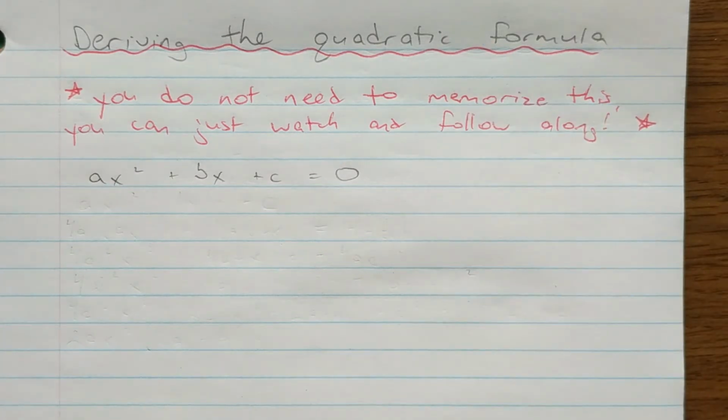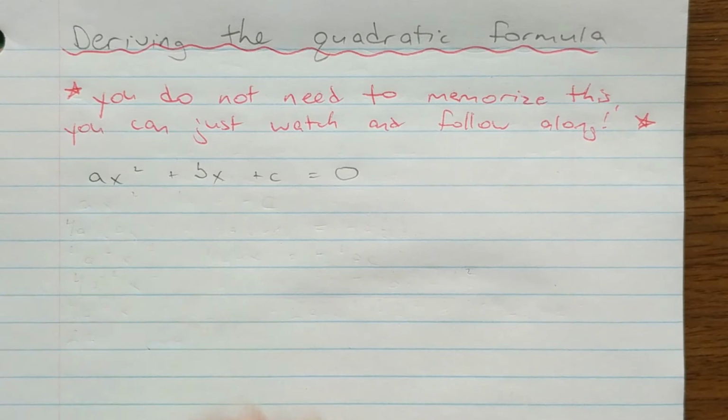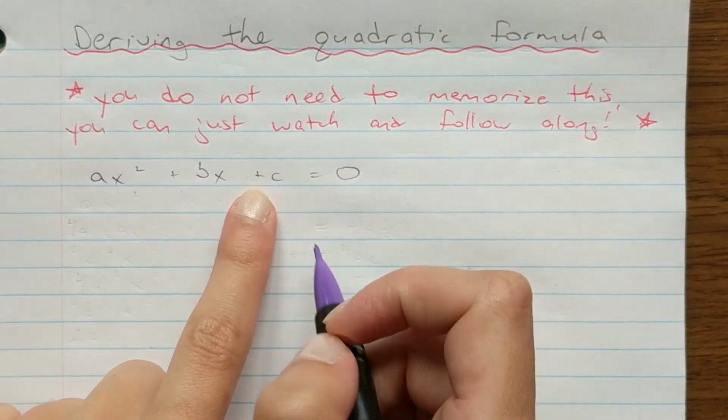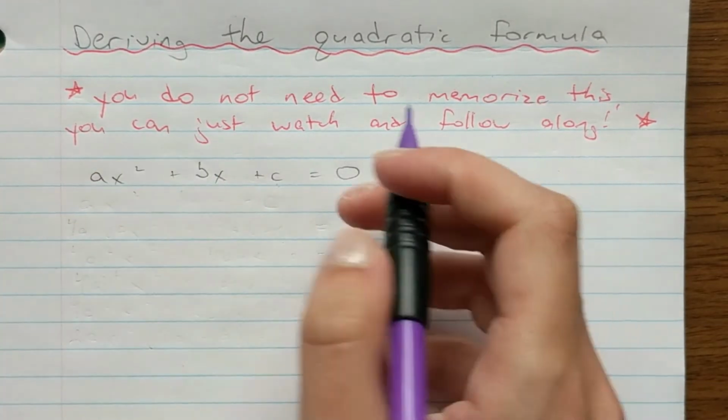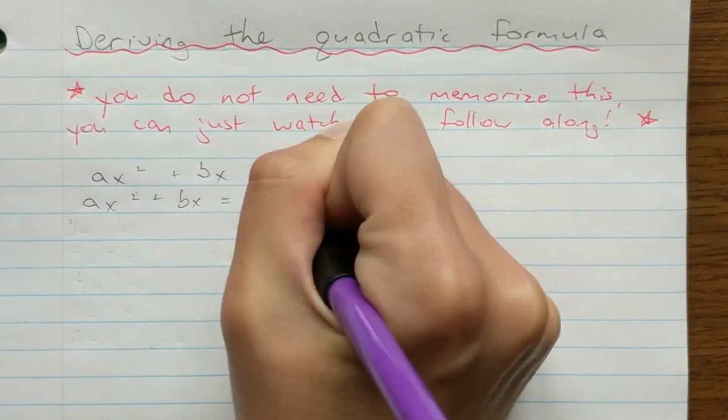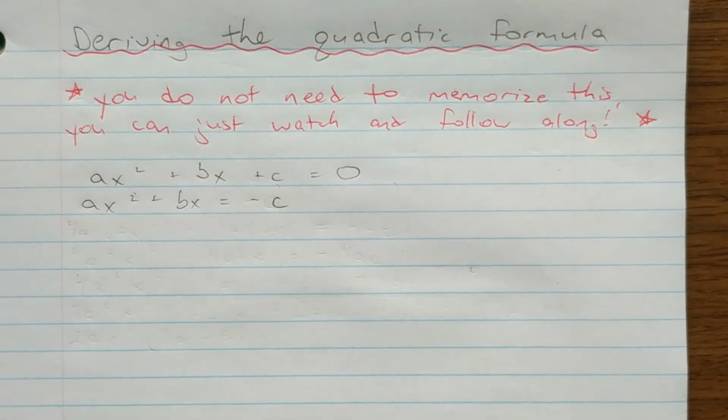So we need to have x alone, we need to isolate x, and then have everything else on the other side. That's going to be a little bit challenging because we have two x's in our standard form of our equation, but I'm going to walk you through how we're going to do this. So to isolate x, the first thing I'm going to do is move my c to the other side. That leaves me with ax squared plus bx is equal to negative c.